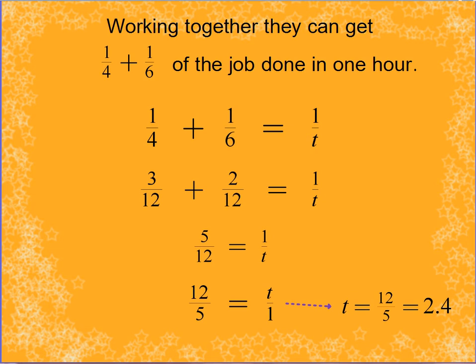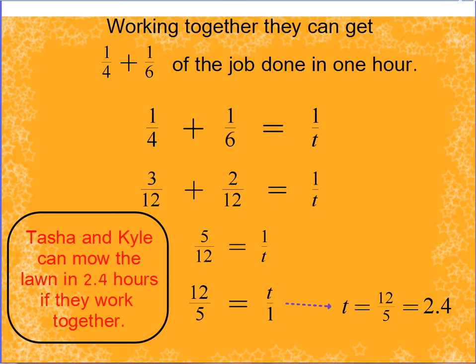What did t represent in our context? The time it took for Tasha and Kyle to mow the lawn working together. So to describe or explain our situation, I'm going to say that Tasha and Kyle can mow the lawn in 2.4 hours if they work together.